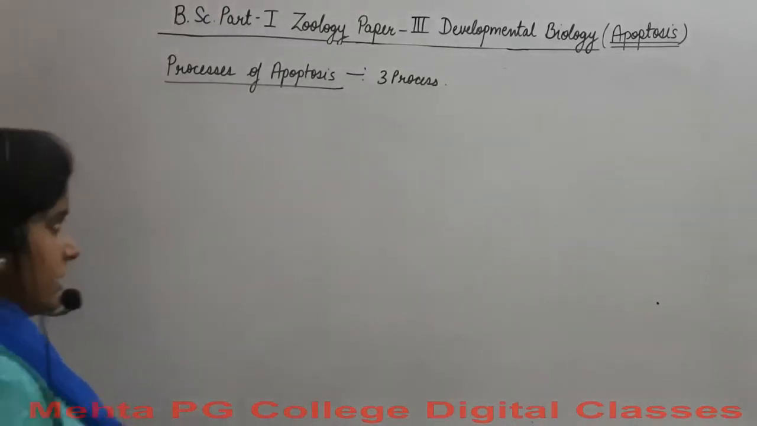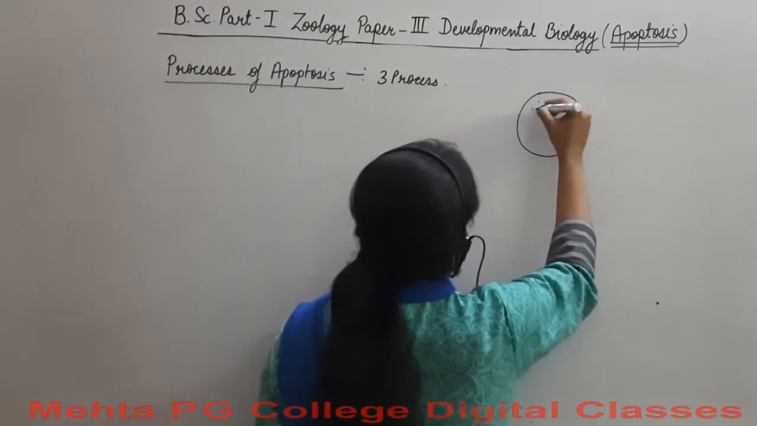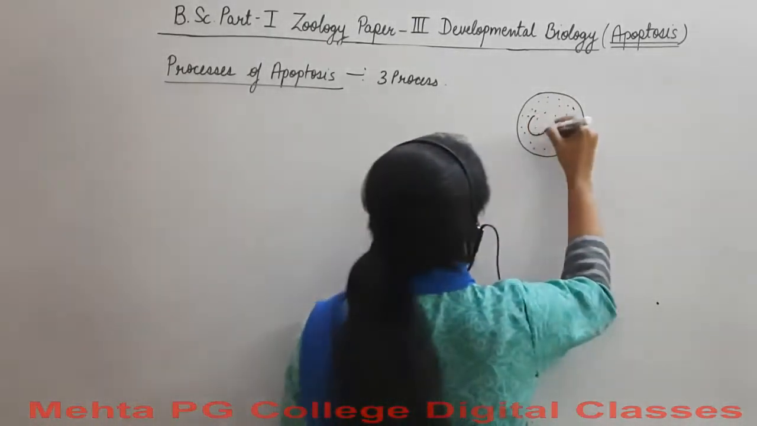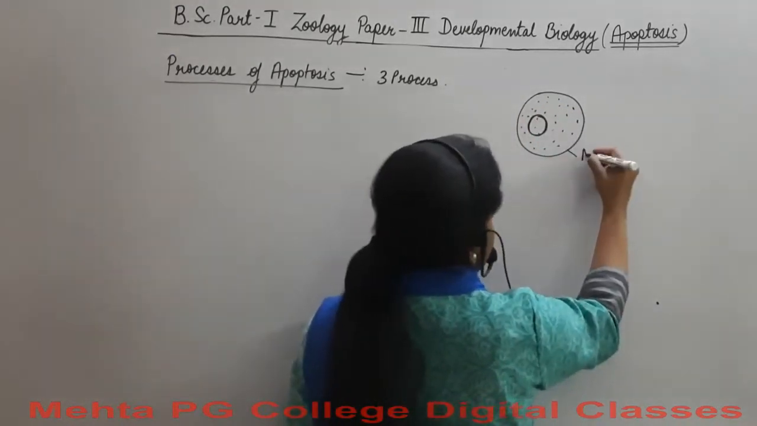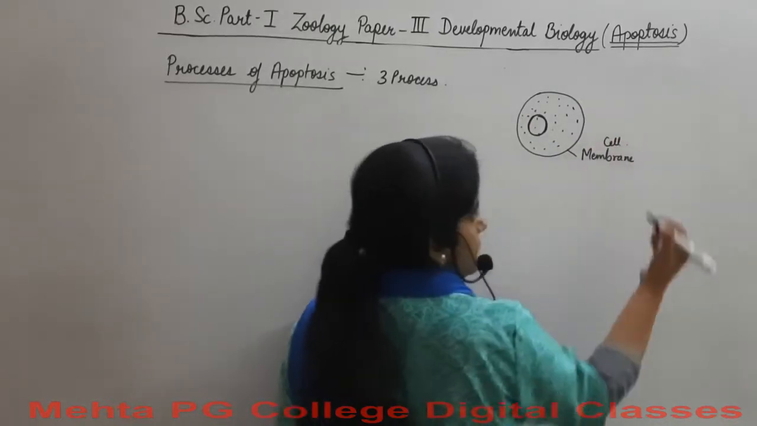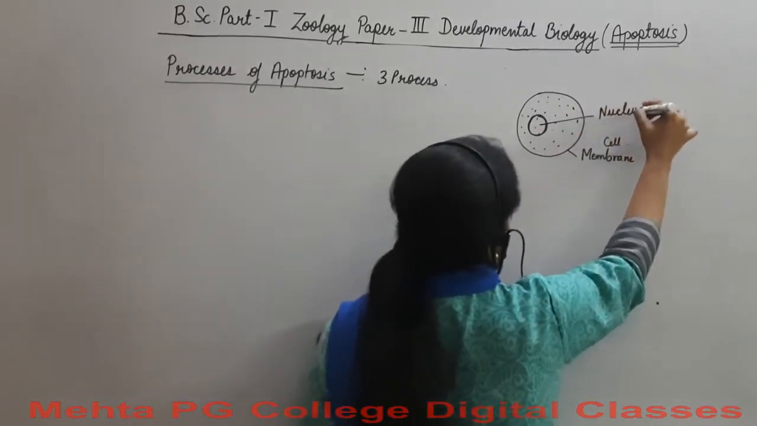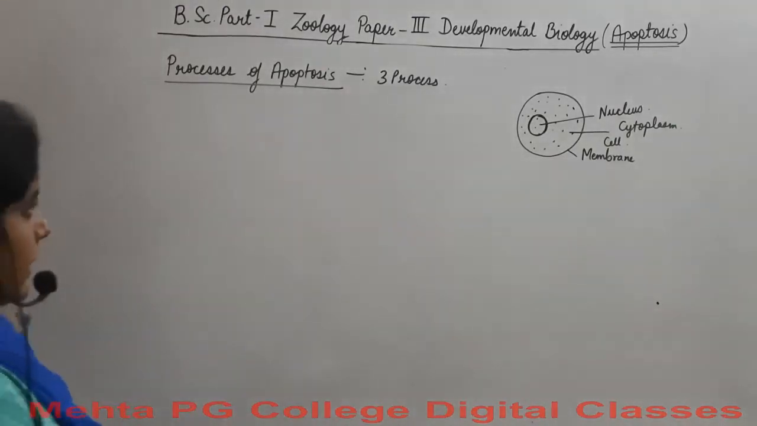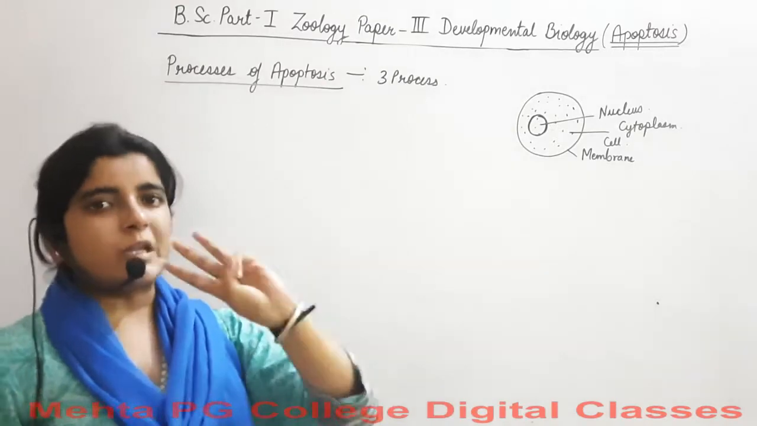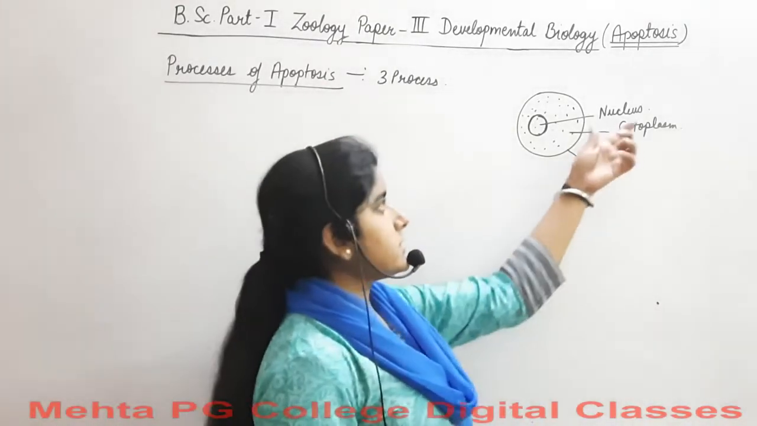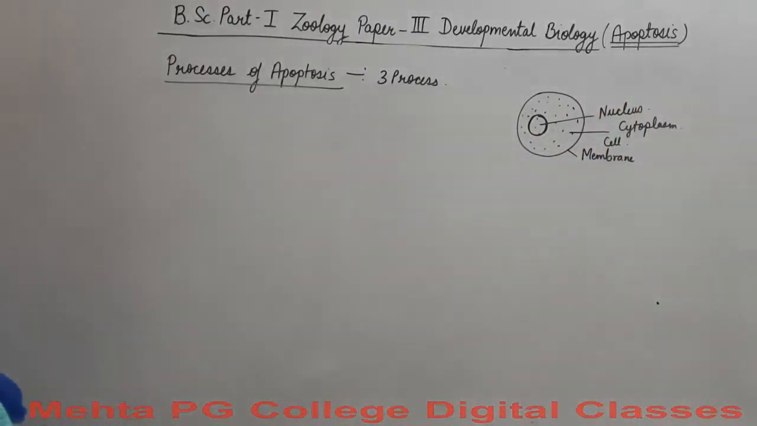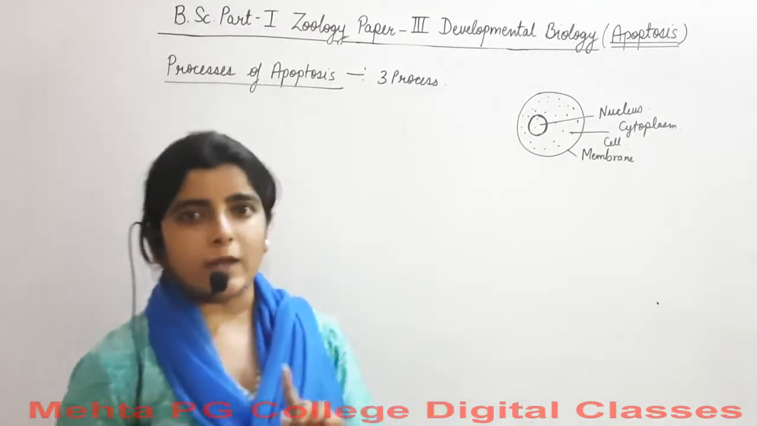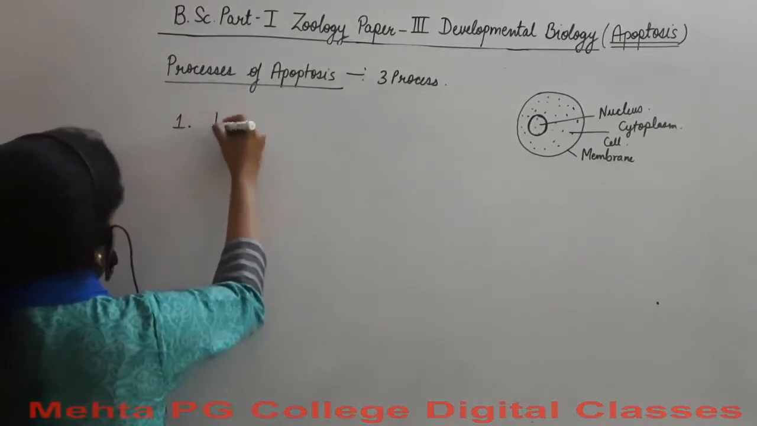When we discuss the cell, what does a cell contain? This is of utmost importance, right? We say the cell is bound by a membrane, so the cell membrane is present, right? The nucleus is present, and the cytoplasm, so it is called the cell membrane, cytoplasm and nucleus. Now on all three major components, different actions take place to lead to the death pathway, right? So number one, we will talk about the nucleus.